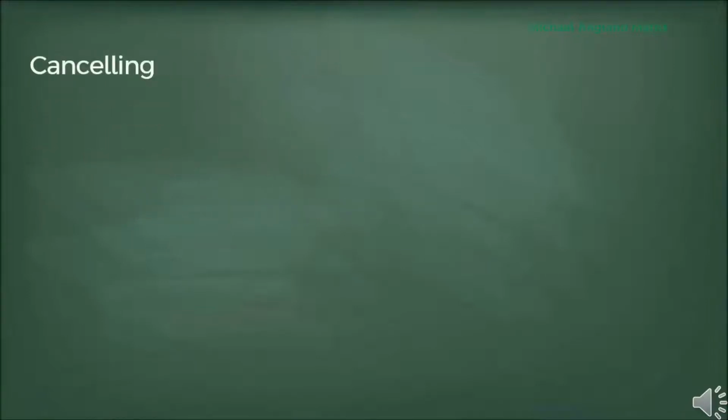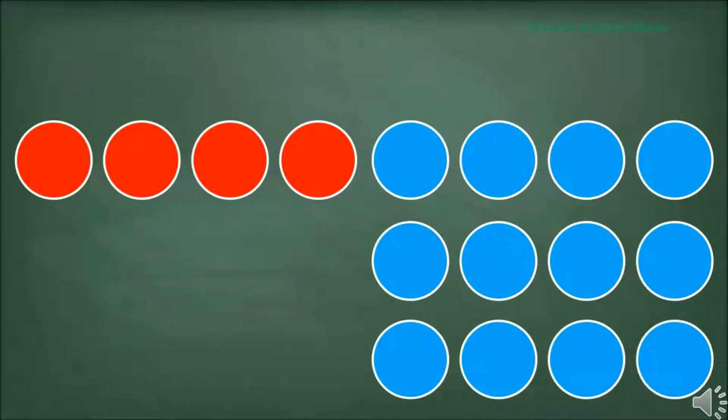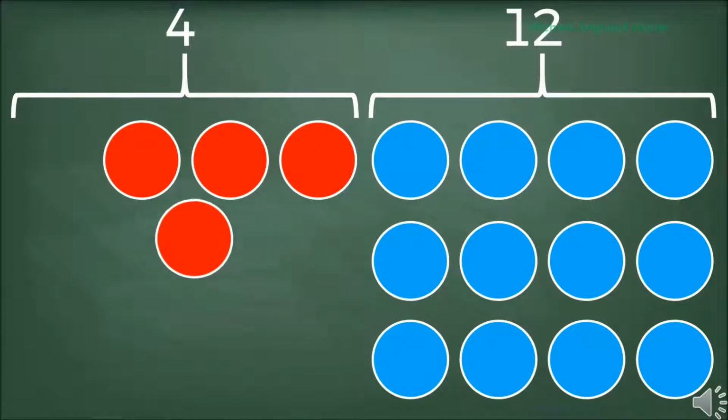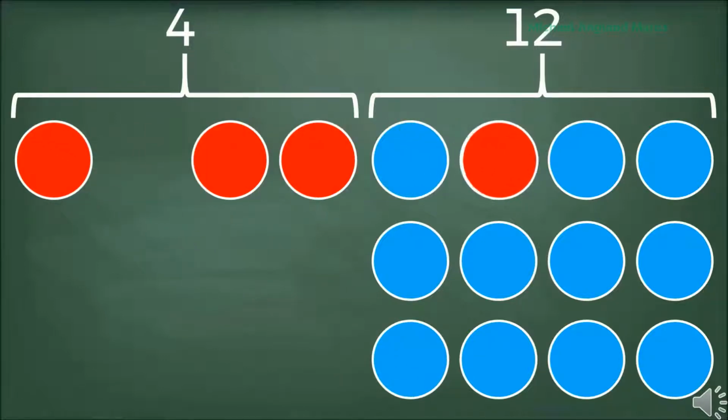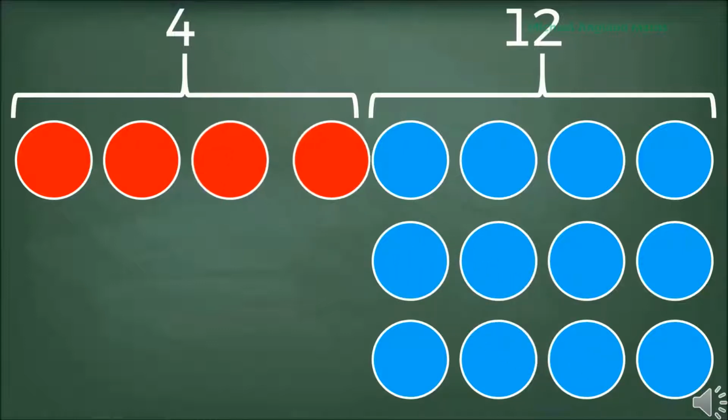Let's have a look at what cancelling means. Let's visualize the following: 4 red discs and 12 blue discs. So on the left we have 4 for the red and 12 for the blue. Now notice that the first red disc maps to the first column of blue discs. The second red disc maps to the second column of blue discs. The third red disc maps to the third column of blue discs. And the fourth red disc maps to the fourth column of blue discs. So each time one red maps to 3 blue.